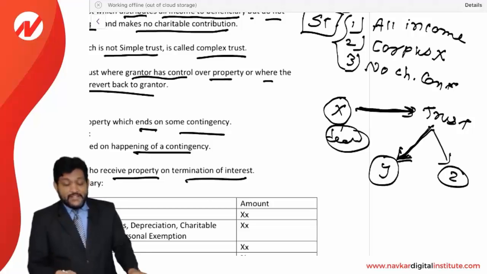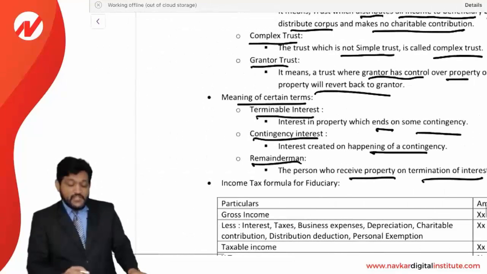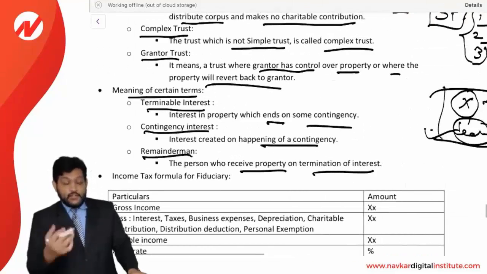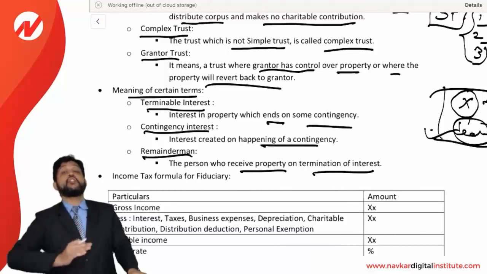So the contingent event is the death of X. Once X is dead, Y's interest will be terminated and Z's interest will be created. So we can say it is a terminable interest and a contingent interest. The interest of Y is going to be a terminable interest and the interest of Z is going to be a contingent interest. And Z will be considered a remainderman, who is getting a benefit on a contingency.